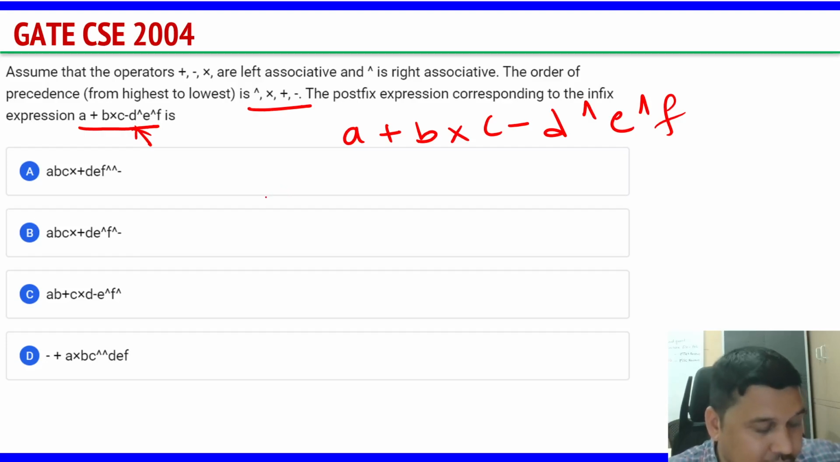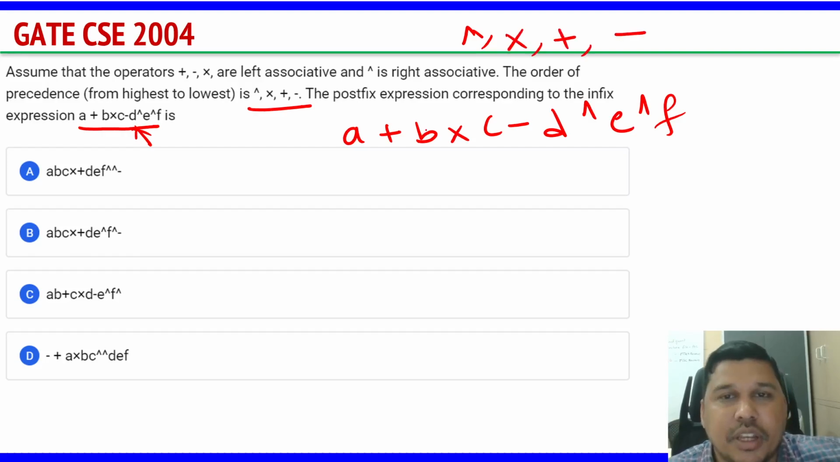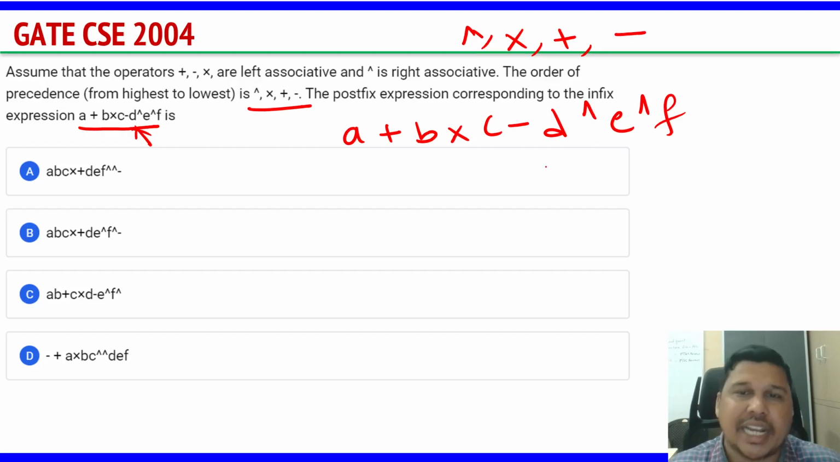And what is the precedence given here from highest to lowest? Exponentiation has high priority, then multiplication, then plus and minus. You have to convert this infix expression to postfix. We may do it using a stack also. You can draw a stack, keep pushing and popping out. You can do that way also, or otherwise you can solve this question directly, even without using the stack, right?